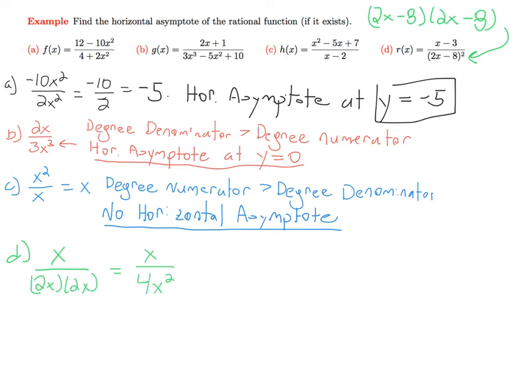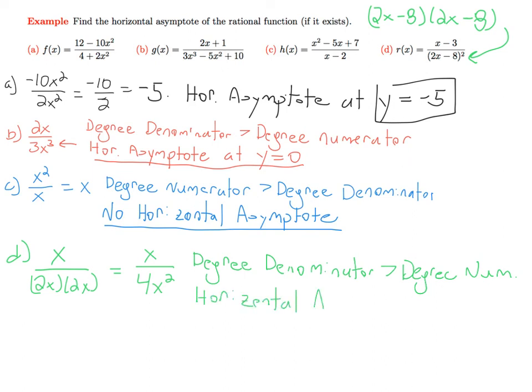And this is similar to what we observed in part B, in that the degree of the denominator, the bottom of the fraction, is larger than the degree of the numerator. So this means that there is a horizontal asymptote at y equals 0.